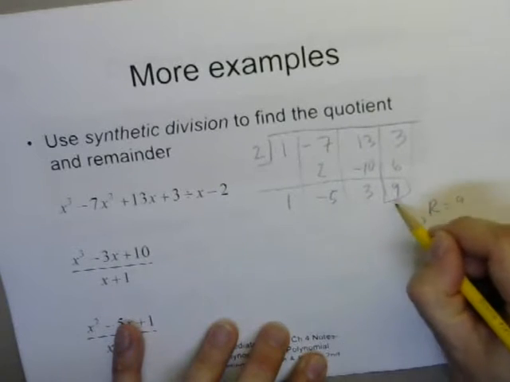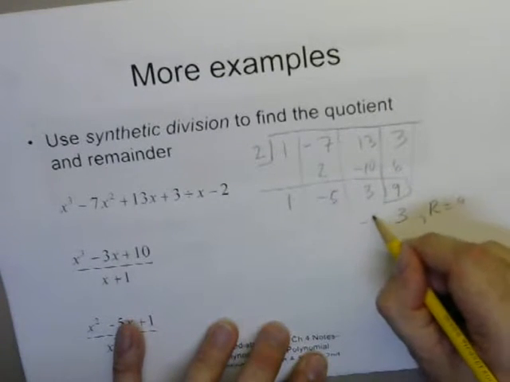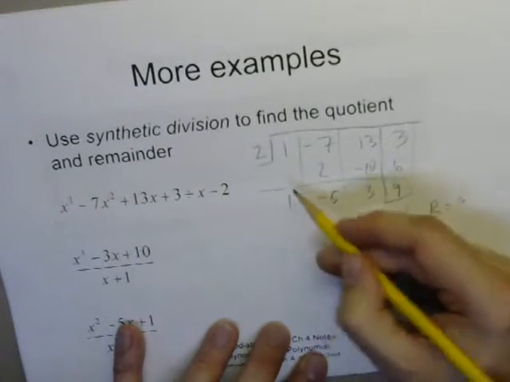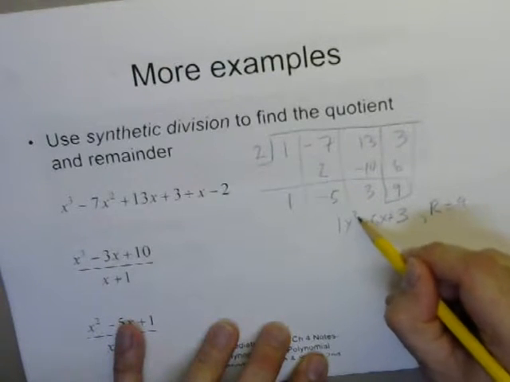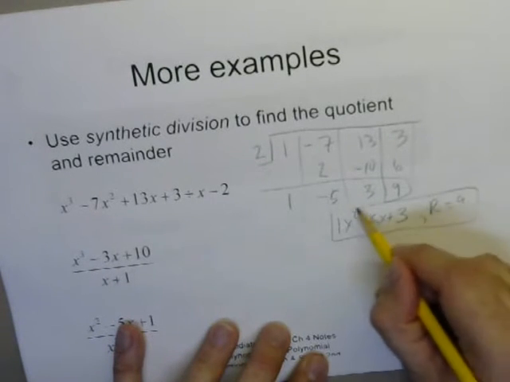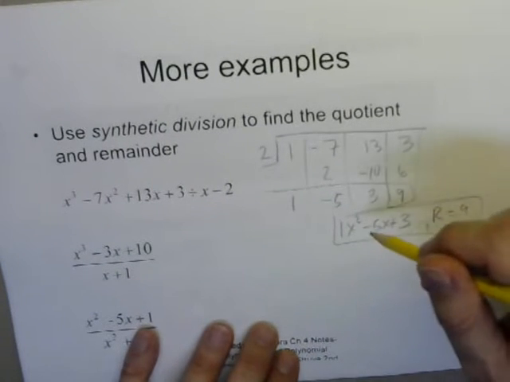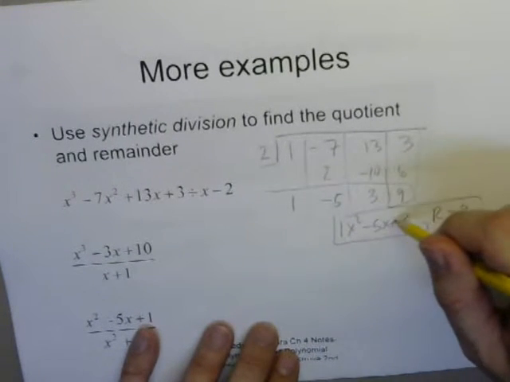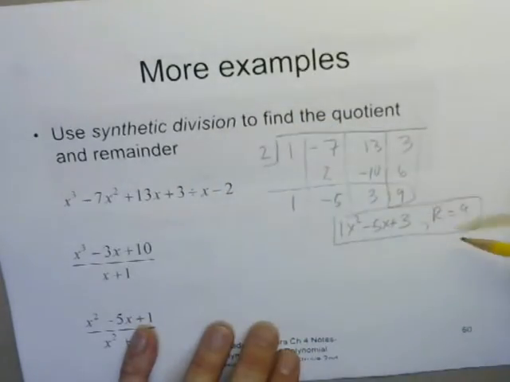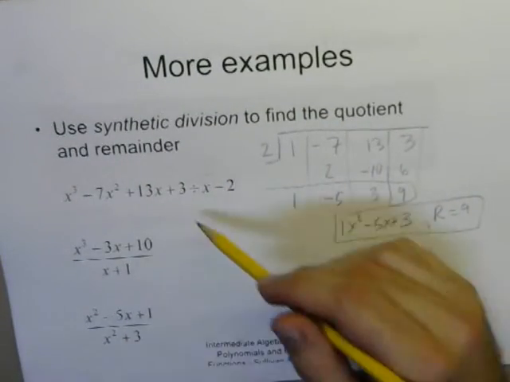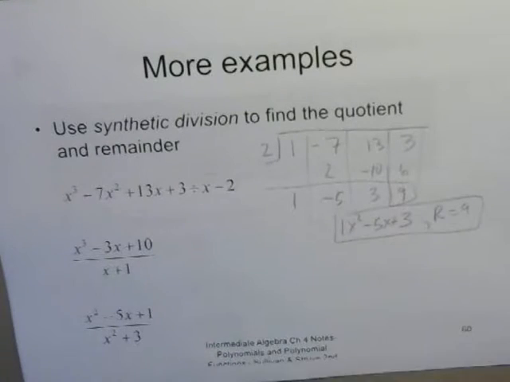This would be the constant term 3. This will be the number in front of the x, which will be -5. And then you'll get 1 times x squared. So you'll get x squared minus 5x plus 3 with remainder equal to 9. And again, you could check this by taking the x squared minus 5x plus 3 times the x minus 2, and then adding the remainder 9. It should give you the numerator there.